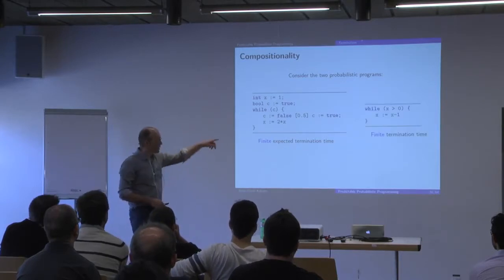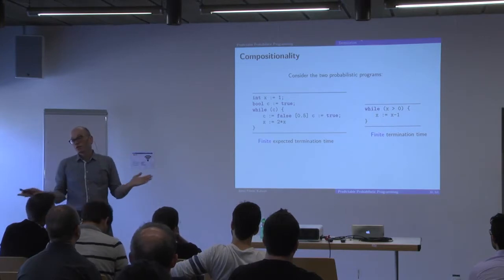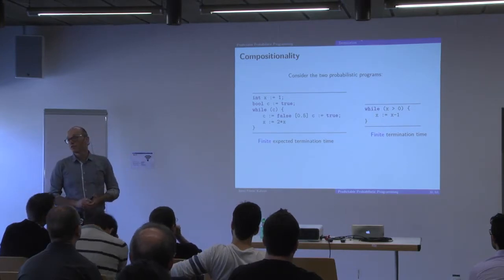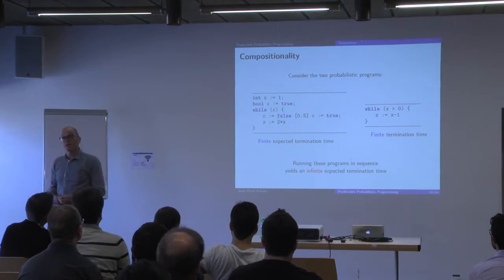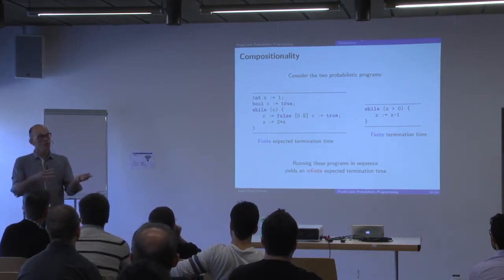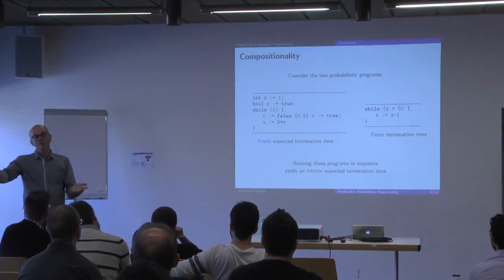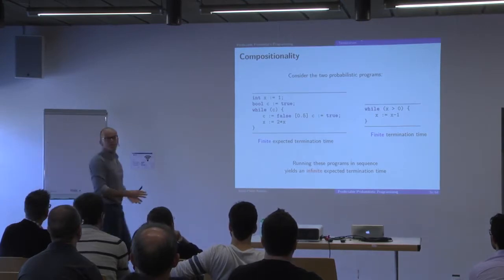I give you a second program that is not even probabilistic. It just counts down. It certainly terminates, so it has a finite expected termination time. And now I run the first program and then the second program. Then what I get is a program that almost surely terminates but needs infinite expected time. So what does that mean? Positive almost sure termination, that's the terminology for almost sure termination in finite expected time, is not compositional with respect to sequential composition.